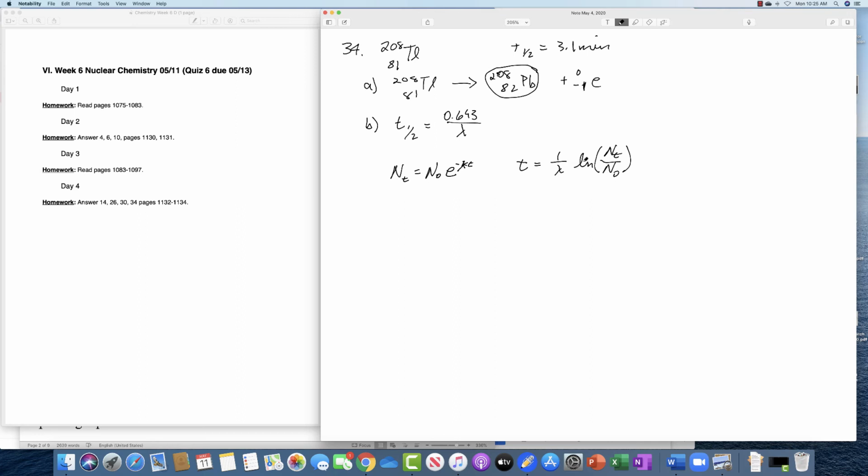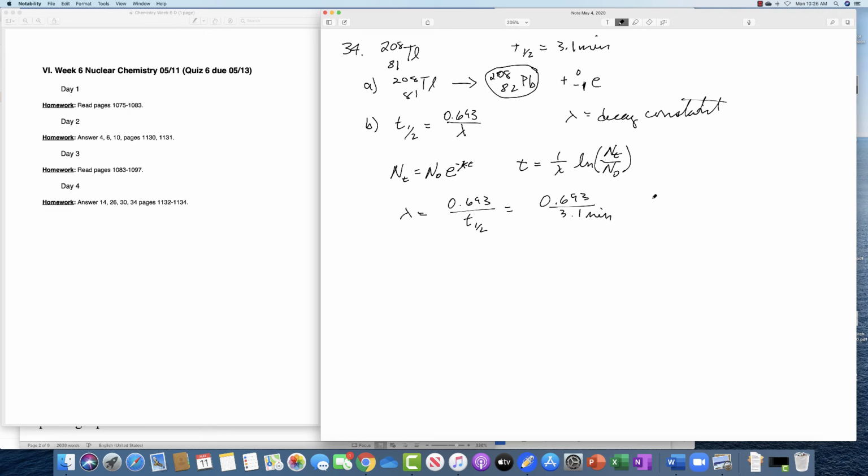They tell you the original amount of sample and they want to know how much sample is left. And this is what you need if you have to calculate a half-life. Or if they give you the half-life, you can calculate the decay constant. In this problem, they've given you the half-life, so we can calculate the decay constant, because if we rearrange this equation, the decay constant is equal to 0.693 divided by the half-life. In this case, it's 0.693 divided by 3.1 minutes.